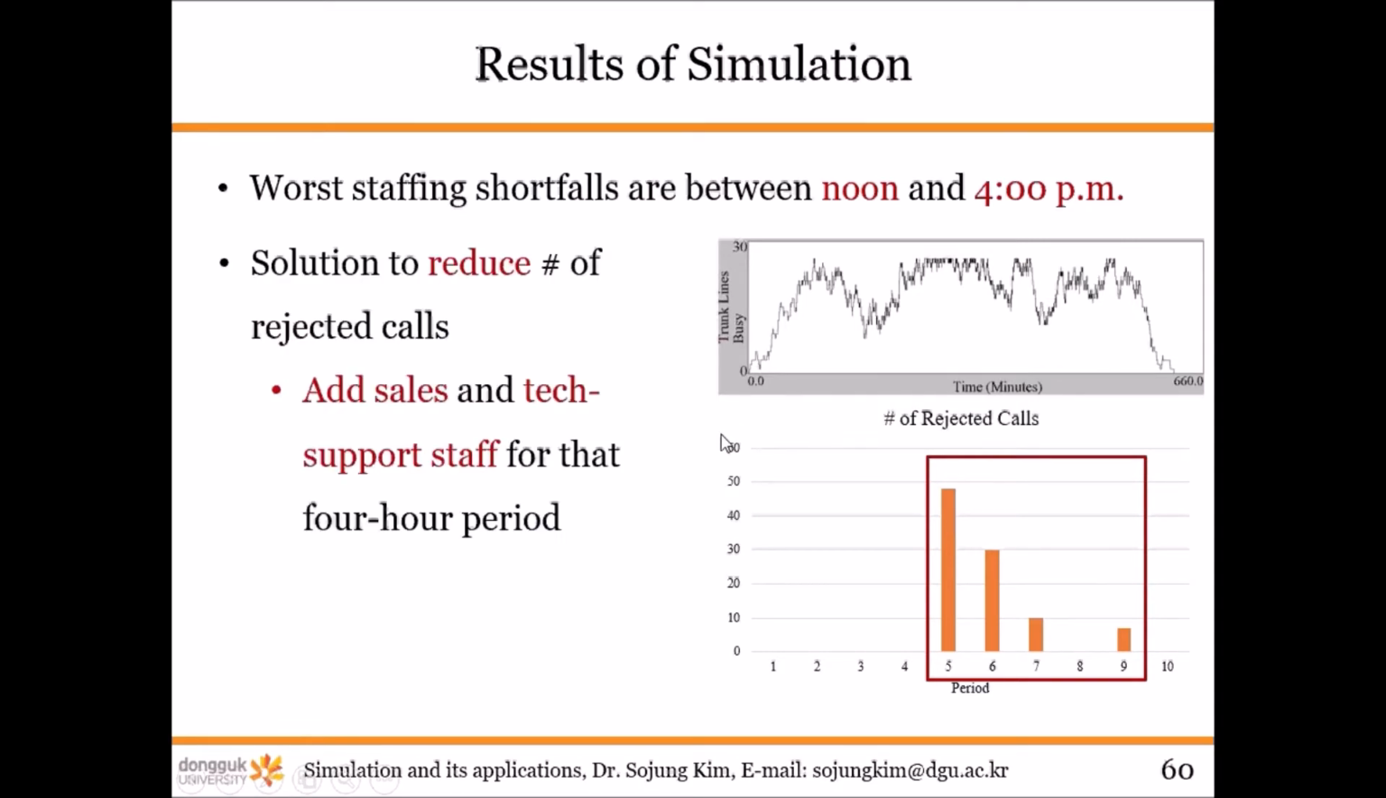So the solution to reduce the number of rejected calls is that we need to add staff, right? Like add sales and tech staff for these 4 time periods. That's how we can analyze the result and develop the alternative. Okay, so that's why I like this model a lot.